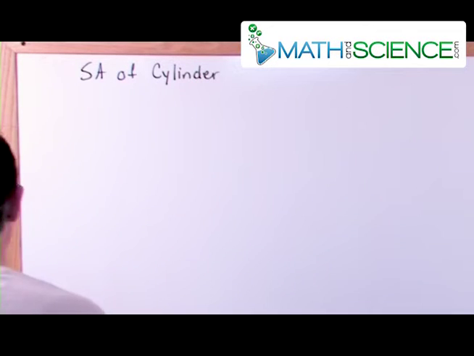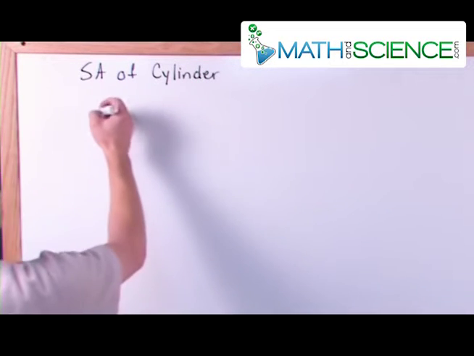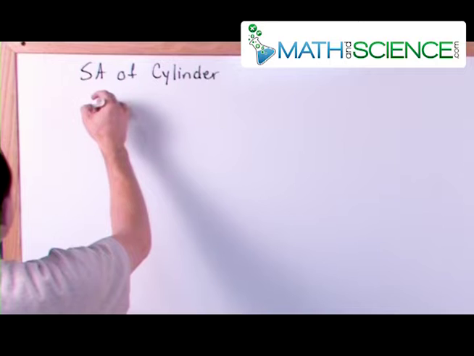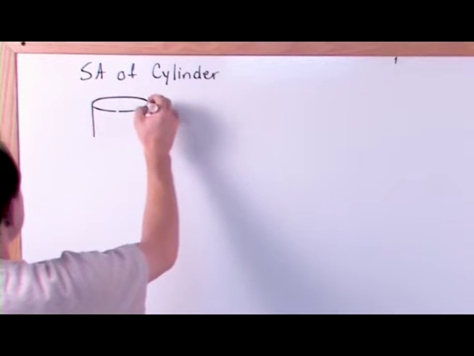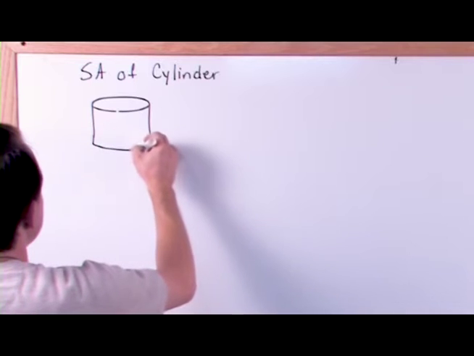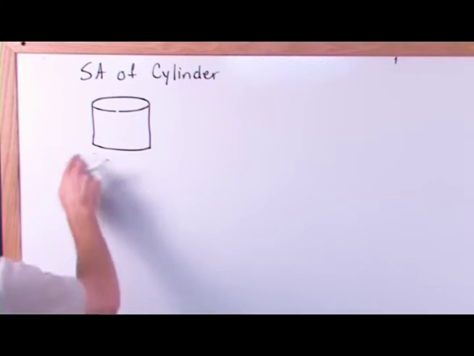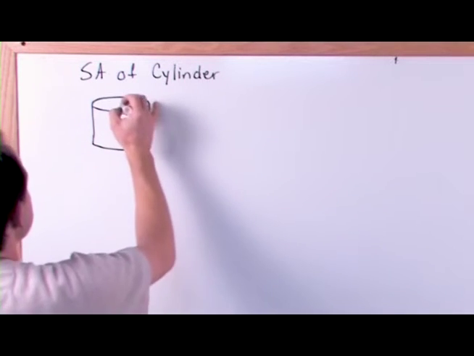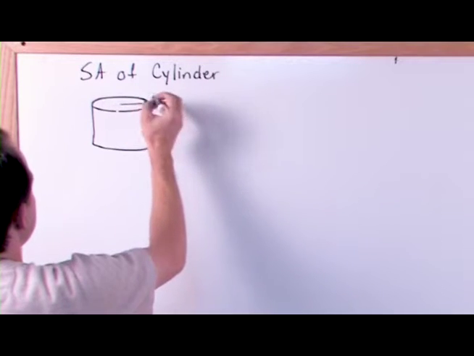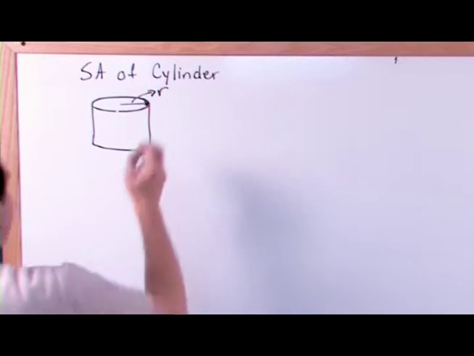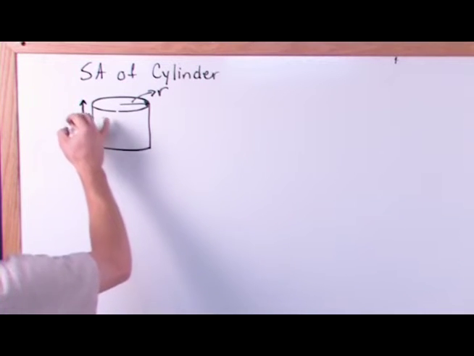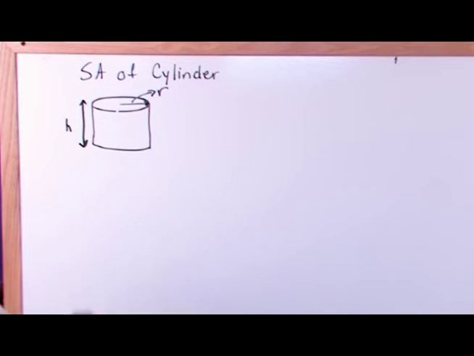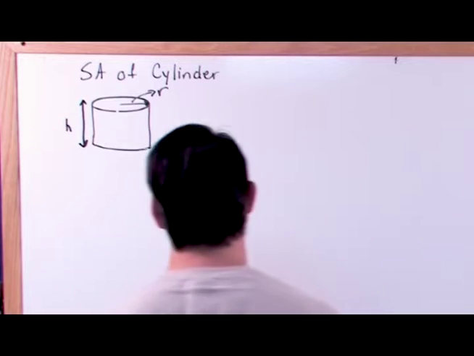Surface area of the cylinder. Okay, so the first thing we need to do, just like we always do, is write the problem down. There's the top of the cylinder. It goes down, and here's the bottom of the cylinder. Now this cylinder has some radius r, and some height h. Those are the two parameters that describe the cylinder.